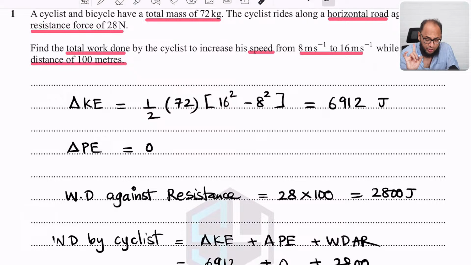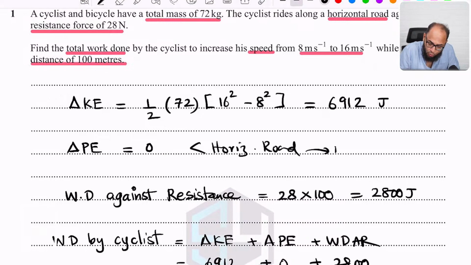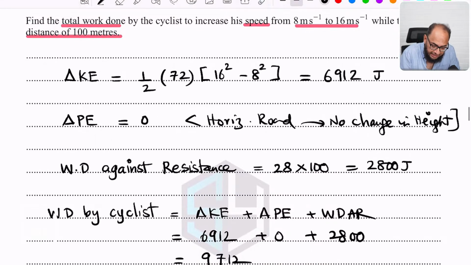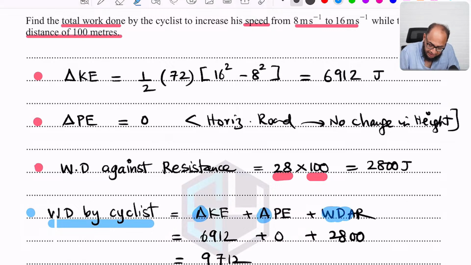Use exact value, do not round off. Change in potential energy is 0. Why? Because this is a horizontal road. There is no change in height. That is the basic logic that is applied over here. Then work done against resistance. So we are focusing on change in kinetic energy, change in potential energy, and work done against resistance. That is the resistive force times the distance that it travels. And last but not least, the work done by the cyclist. That is change in kinetic, change in potential, work done against resistance. You just add it all up and you get this answer.